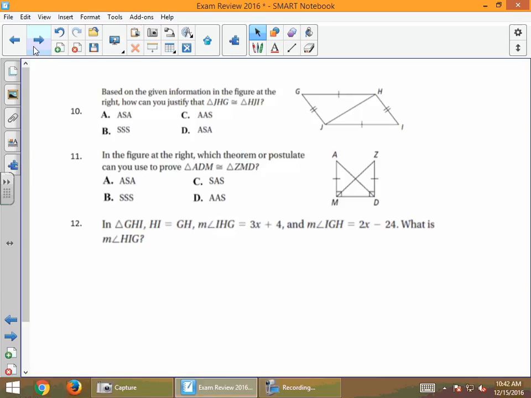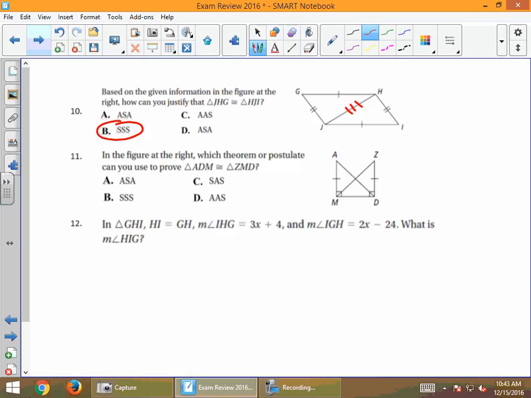So based on what we have here, how can I justify this? Do I have enough pieces? No, I only have 2 in each triangle. There's only 2. Shared side. Which side is being shared? JH. So that is shared. So what property tells me that these are congruent? The correct answer is side, side, side.